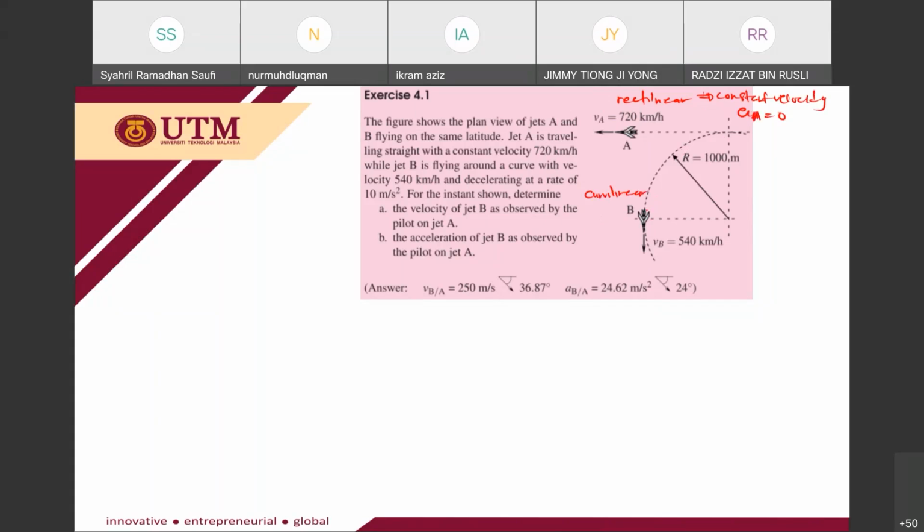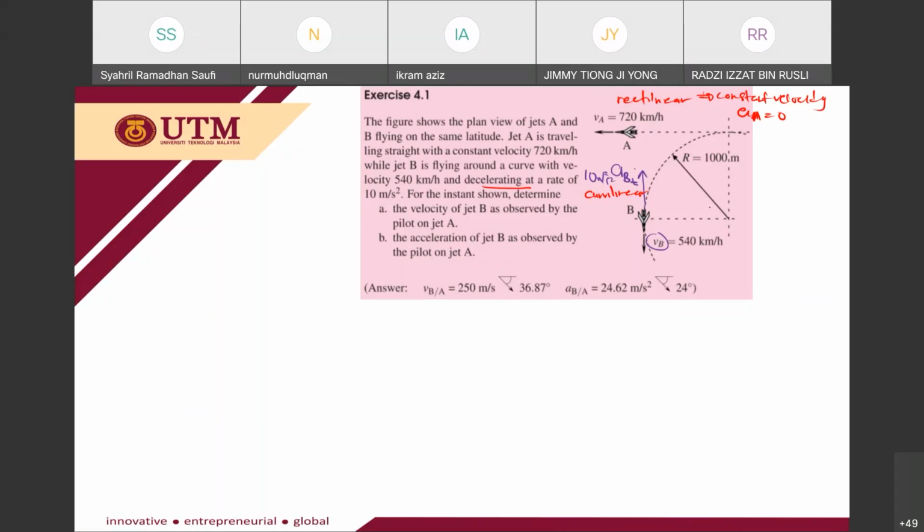With a velocity of 540 km per hour and decelerating at a rate of 10 meter per second squared. Decelerating means opposite to the direction of motion. So this is your direction of motion, vertically downwards, so vertically upward is your acceleration of B. I can say acceleration of B is tangent because V is tangent to the curve. So decelerating here is 10 meter per second squared.